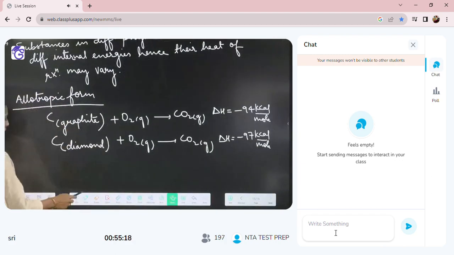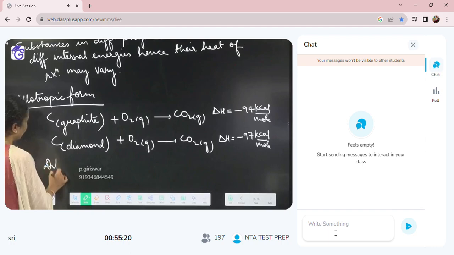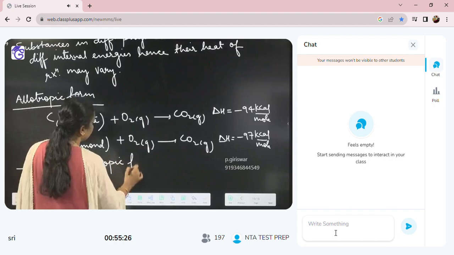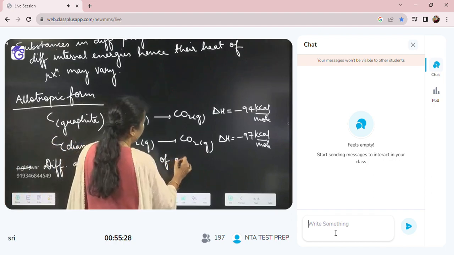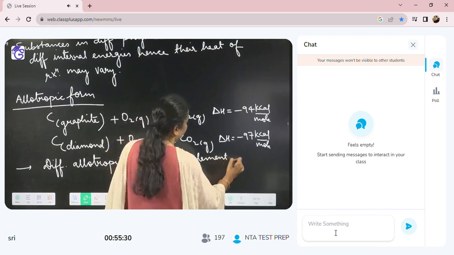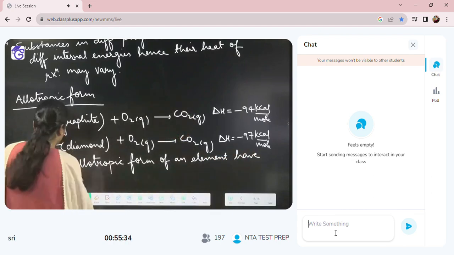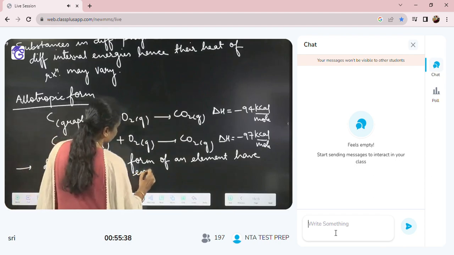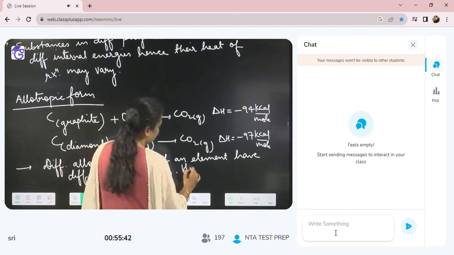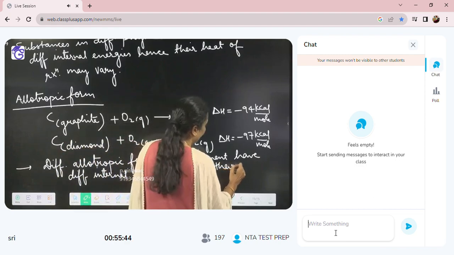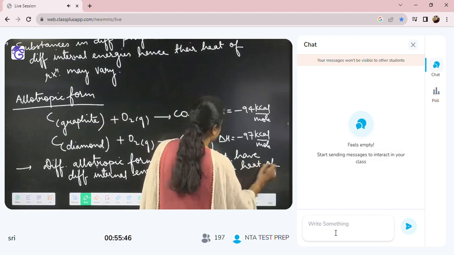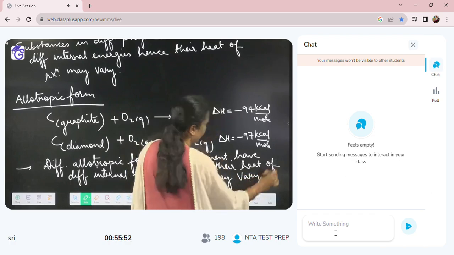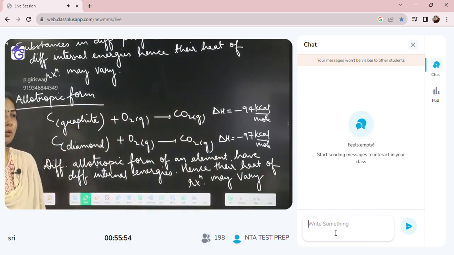So I'll write down here: different allotropic forms of an element have different internal energies, hence their heat of reaction may vary. I hope there is no doubt about this.